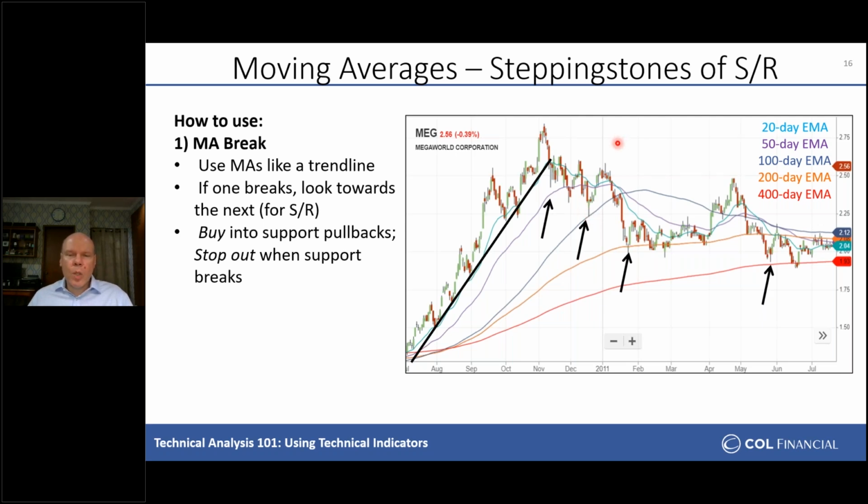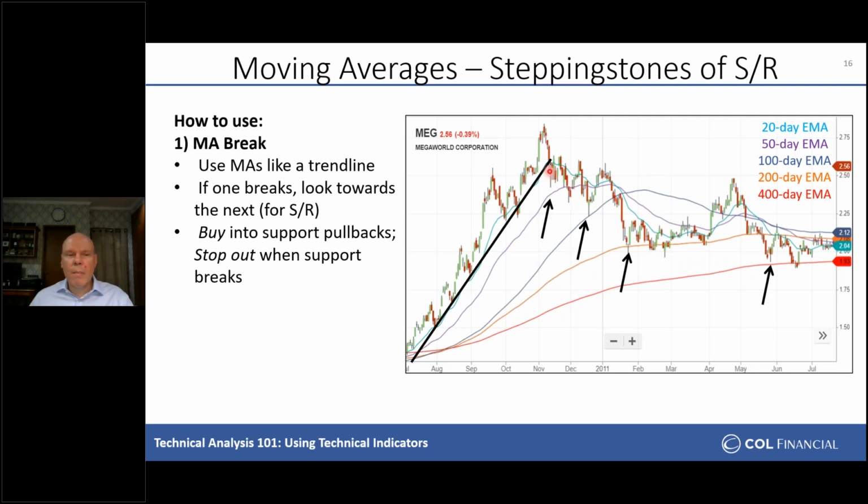Now, one little note. Use the moving average like a trend line. For example, if you notice this trend line seems to be following the 20-day moving average, once prices fall below it and crack below that support, just like a trend line would break, you should remove or lighten down on your position. That's a sell trigger.